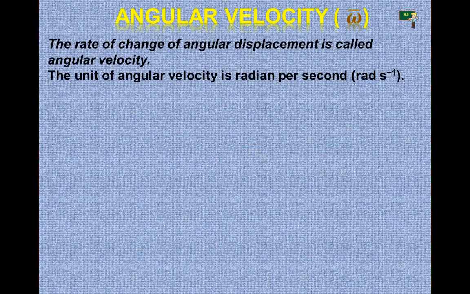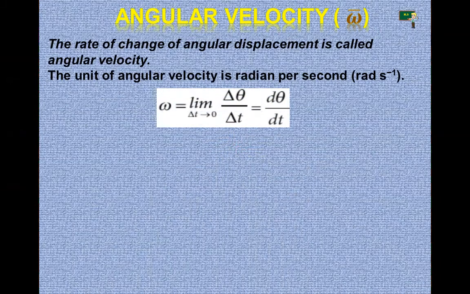Let's see what the angular velocity is, which is omega. The rate of change of angular displacement is called angular velocity. The unit of angular velocity is radian per second, rad s^-1. Here the angular velocity is referred to with the word omega. Omega is equal to the limit as del t tends to 0 of del theta divided by del t, which is equal to d theta divided by dt.